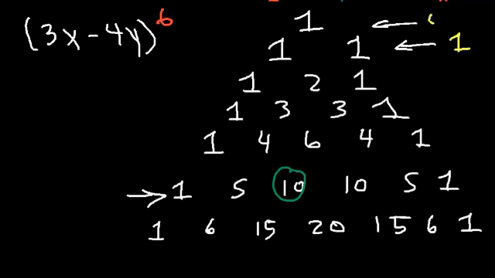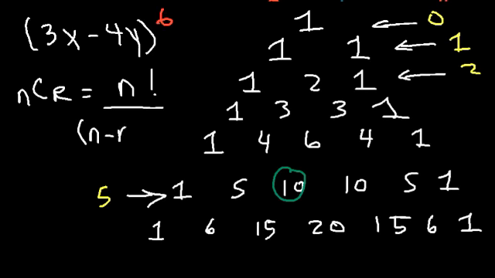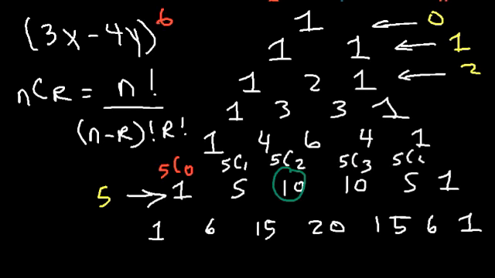So if you want to get this value, you need to use this expression nCr. It's a combination. It's equal to n factorial divided by n minus r factorial times r factorial. The first value is 5c0. The second value is 5c1. The third value is 5c2. This is 5c3, and then 5c4, 5c5. So 5c2 should give us 10.